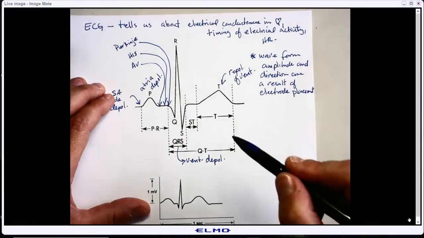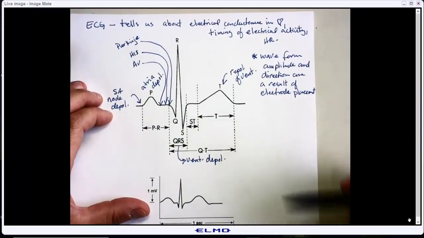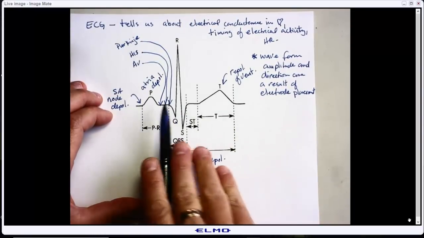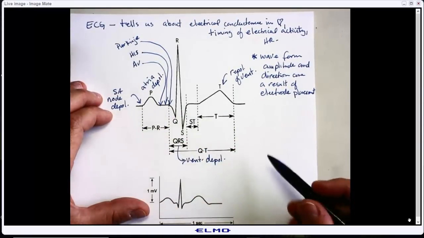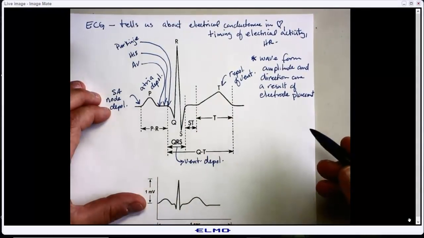So the amplitude and the direction will look completely different. What's critical and what you can interpret as data, in terms of what the heart is doing, is the appearance of the waveforms and how far they are apart from each other. That's the data that you see. That's the data here, okay?